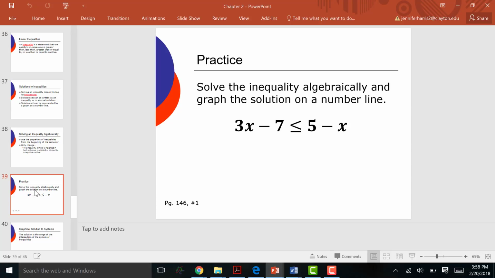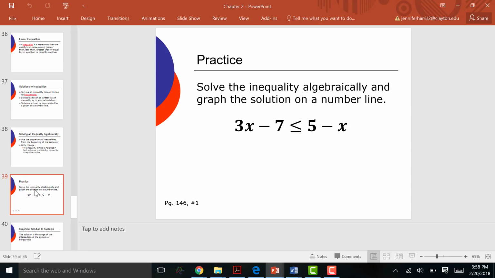solving this one. So I have 3x minus 7 is less than or equal to 5 minus x. Now I want to solve and get x by itself. Now when there's a less than or greater than symbol, we always want x on the left. Always. I know before when you got an equal sign, you can do it x on the left or the right, don't matter. Whenever it's got an inequality symbol in it, I always want the x on the left.